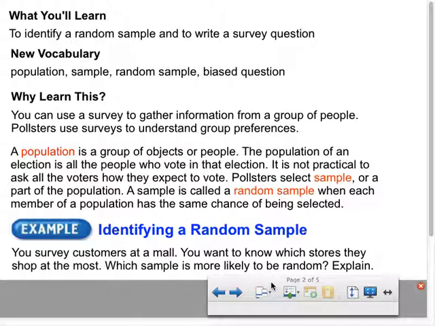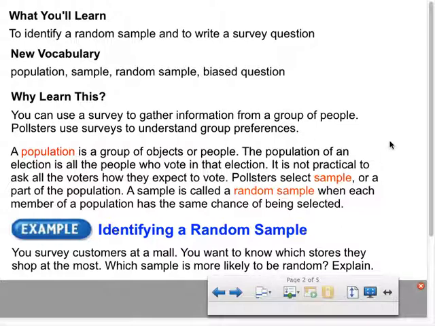Okay? A population is a group of objects or people. The population of an election is all the people who vote in that election. It's not practical to ask all the voters how they expect to vote. Pollsters select a sample, or a part of the population. A sample is called a random sample when each member of the population has the same chance of being selected. Okay, so let's clarify some of these vocabulary words.